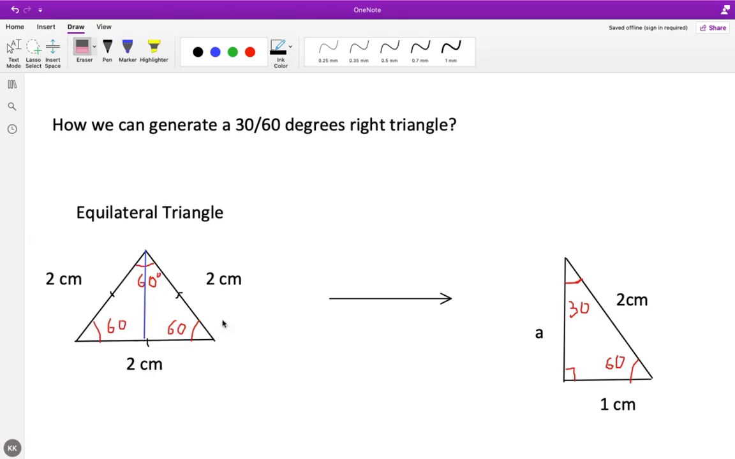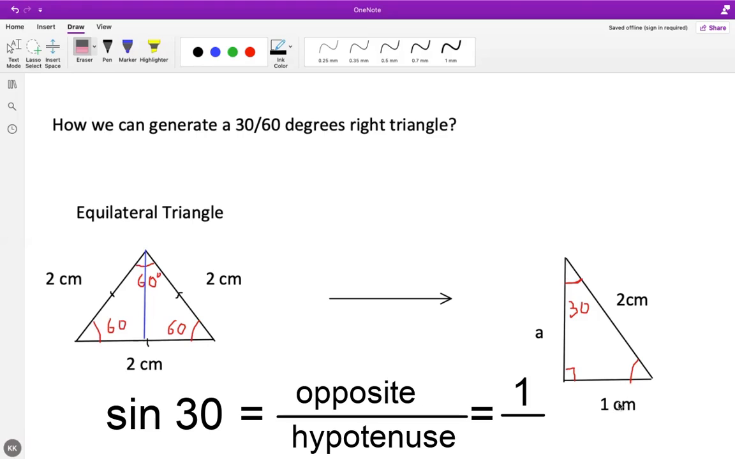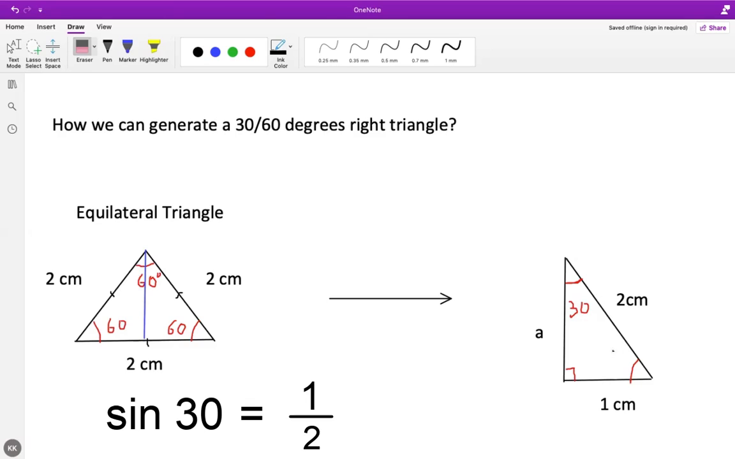So next, I want to calculate the value of sine 30 degrees. How could you calculate the value of sine 30 degrees? Remember, this one is my target. So sine 30 degrees, this side is my opposite side. So 1 centimeter is my opposite, and I'm going to divide by the hypotenuse, which is 2 centimeters. So that's why sine 30 degrees is 1 over 2.